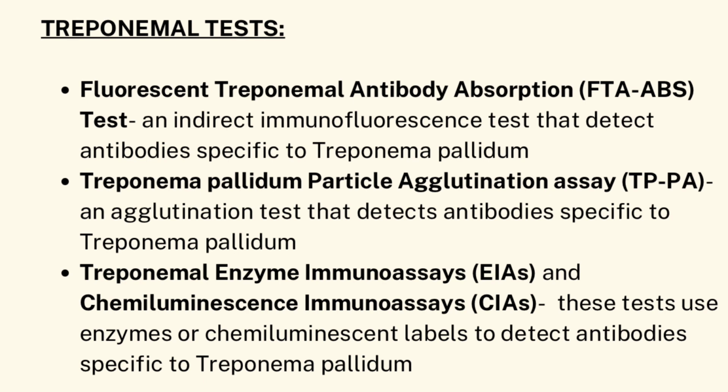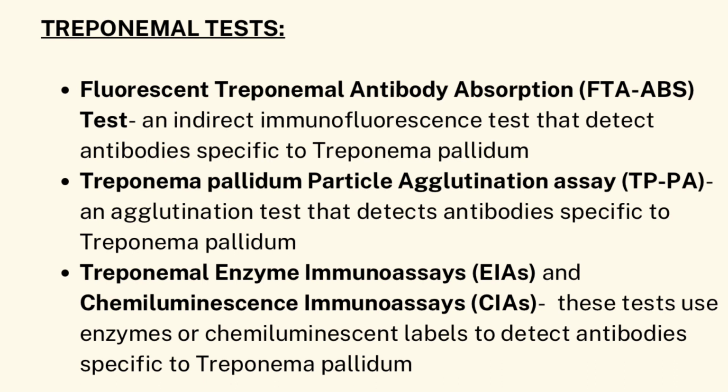Treponema pallidum particle agglutination assay. It is an agglutination test that detects antibodies specific to Treponema pallidum. In this test, the patient's serum is mixed with gel particles coated with Treponema pallidum antigens. If antibodies to Treponema pallidum are present, they will agglutinate the gel particles.